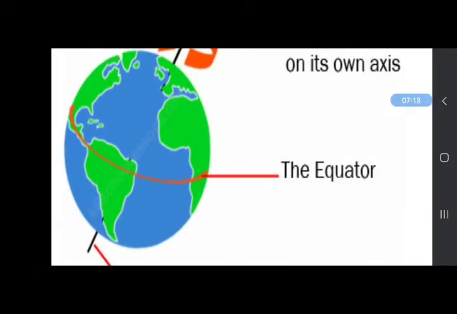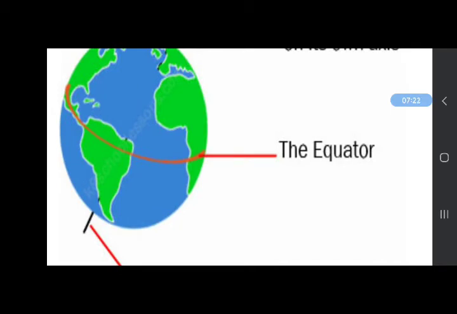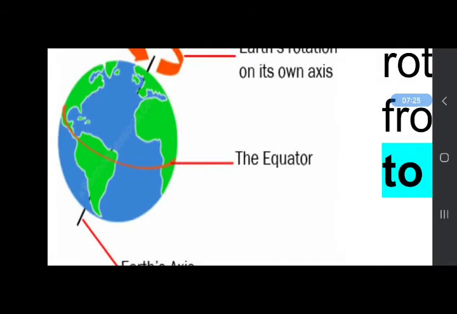And this line, the equator, divides the earth into two equal parts. This line is called equator.